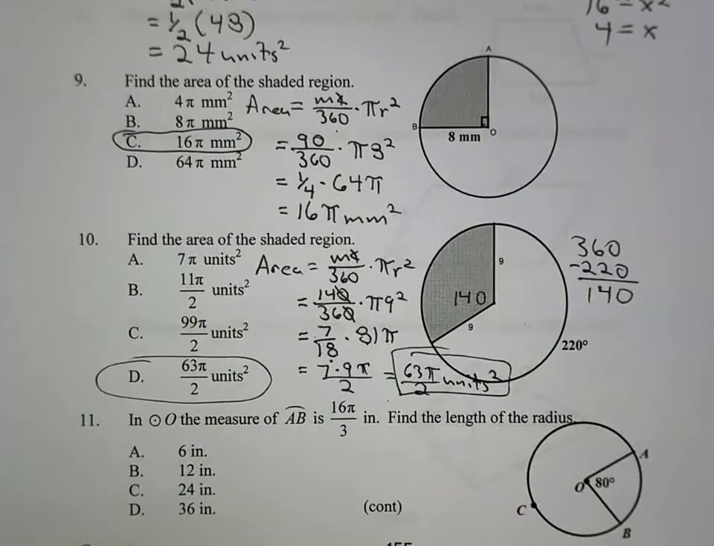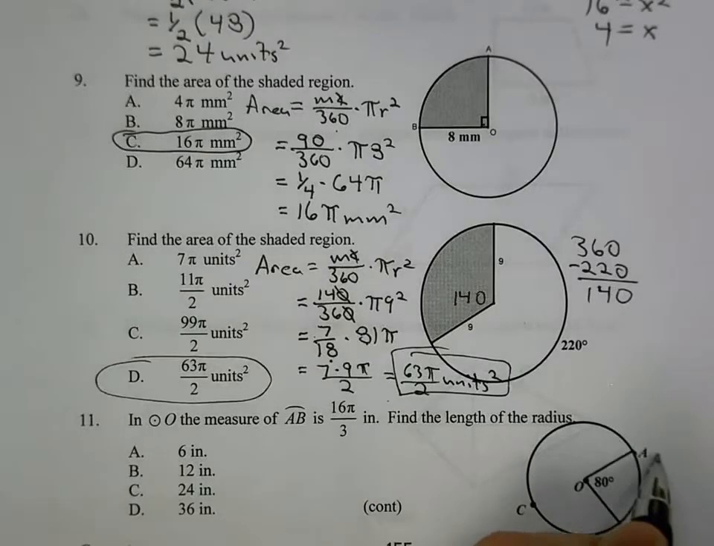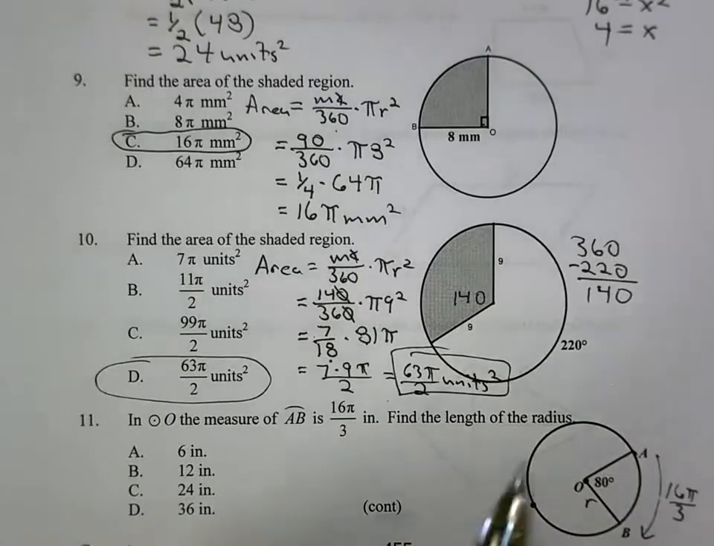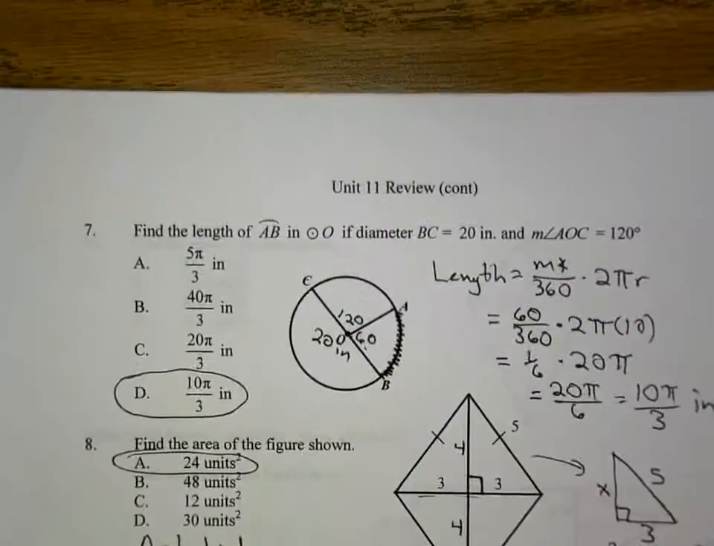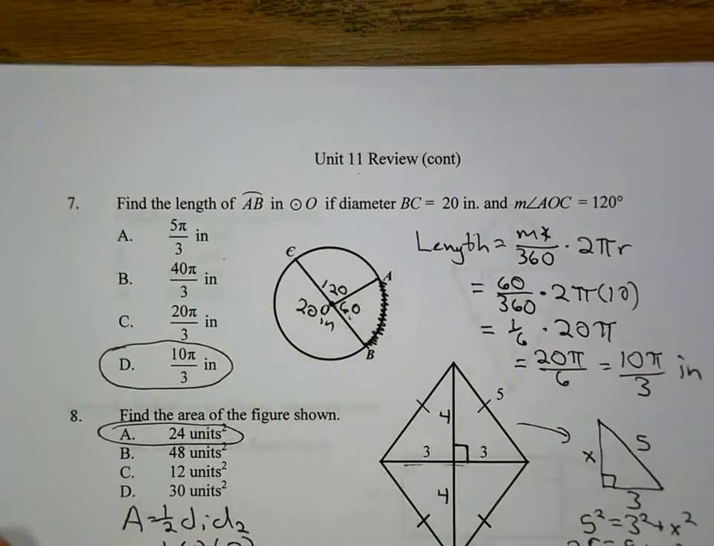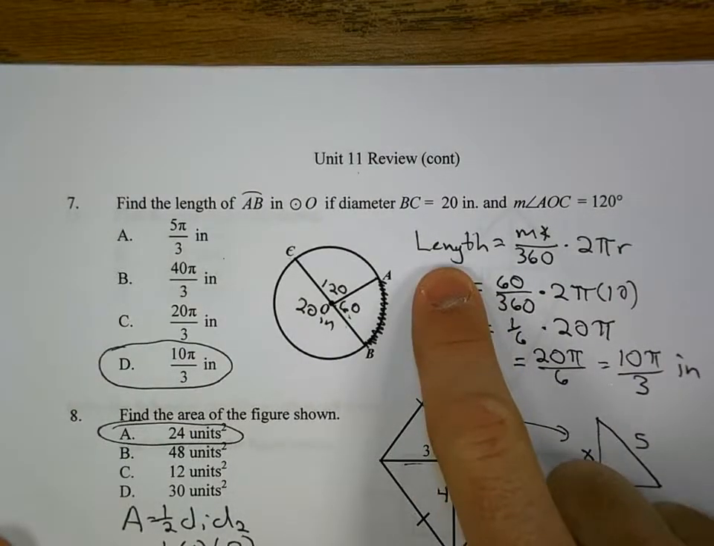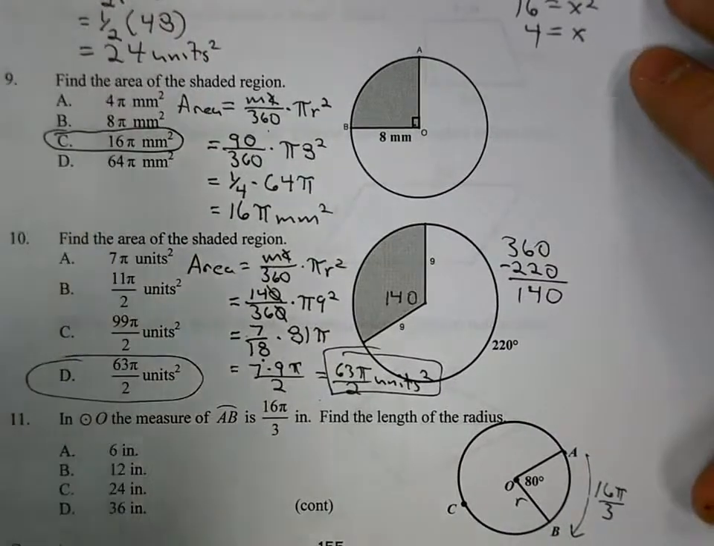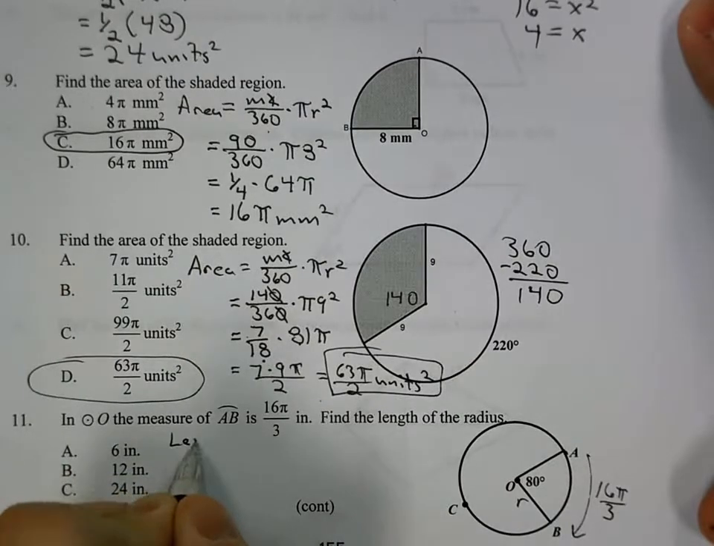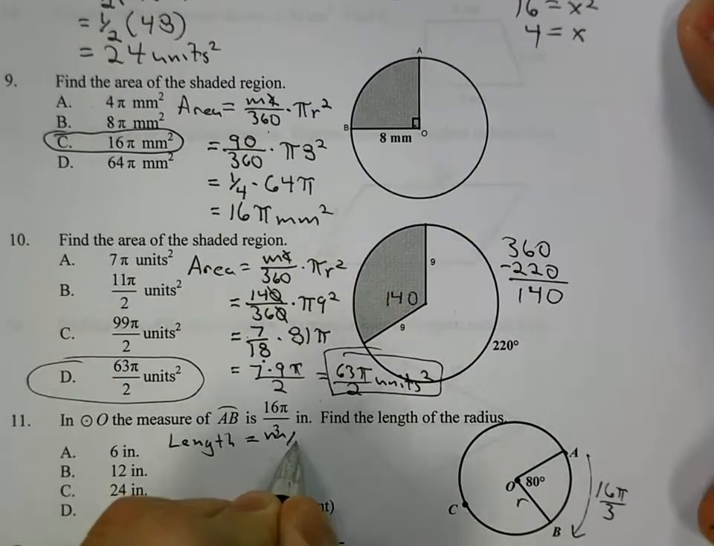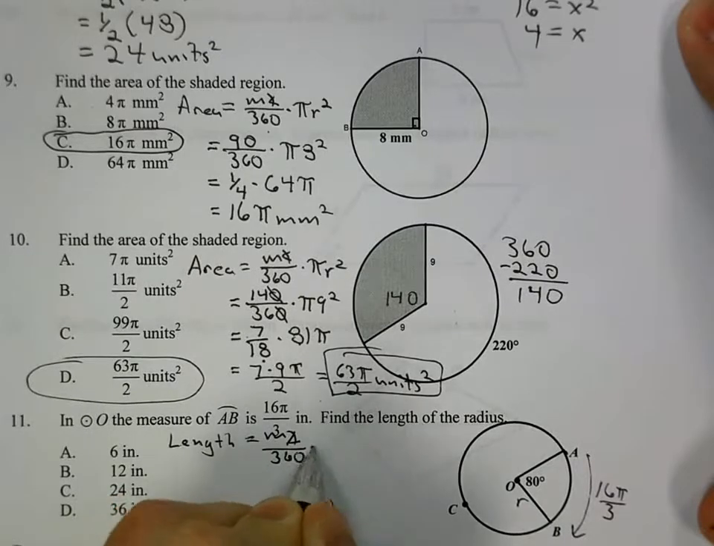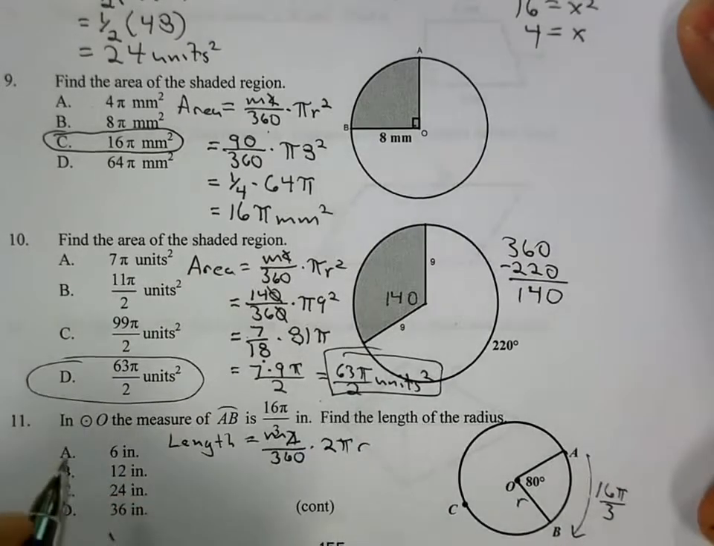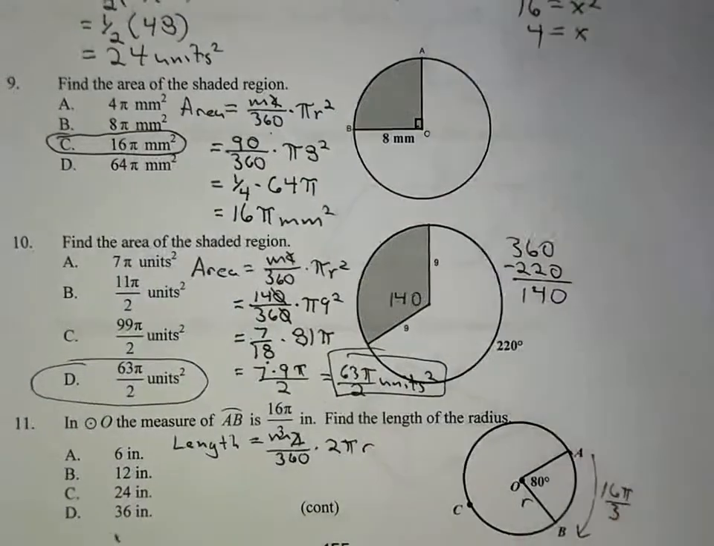Number 11, we have, let's see, our measure from A to B is 16 pi over 3. We need to find the radius. So we go back to, let's slide up here, this problem right here. The reason how this problem differs is we get this value to start with, we get the angle, we have to figure out our radius. So we're just kind of solving it backwards here. So our length is equal to the measure of the angle over 360 times 2 pi r. Get an extra paper here, we're running out of space.